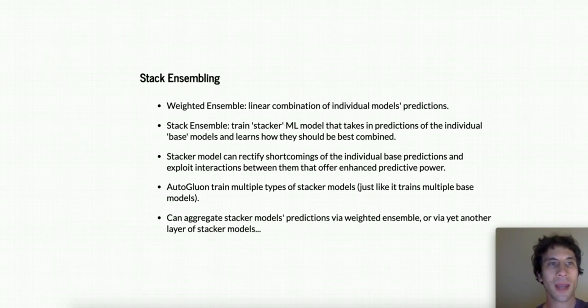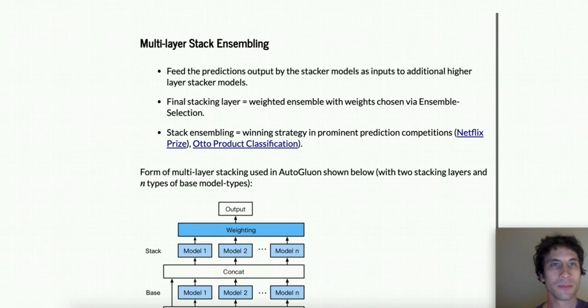But how do we know what kind of model the stacker should be? Since we don't know, we can just train multiple types of stacker models, just like AutoGluon originally trained multiple types of base models on the original data features. We can once again aggregate these stacker models' predictions via yet another weighted ensemble, or alternatively, we could aggregate them via yet another stacker model. The idea of feeding the predictions output by stacker models as inputs to higher layer additional stacker models is what we call multi-layer stack ensembling.